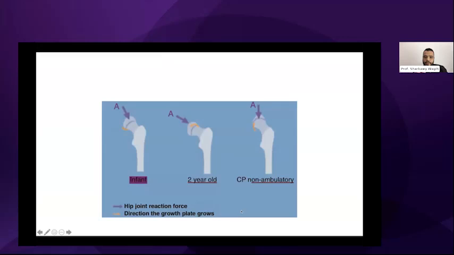This graph shows why those people get progressive coxa valga. The epiphysis and the fibrils of the proximal femur are working perpendicular to the joint reaction force. So it grows longitudinally. The neck increases in length, not in width.